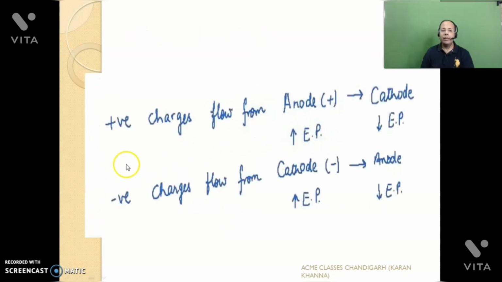So like I said, positive charges flow from anode to cathode. That means from higher electric potential to lower electric potential. Negative charges flow from cathode to anode, that means from higher electric potential to lower electric potential. Which will be higher, which will be lower, depends on the nature of the charge.